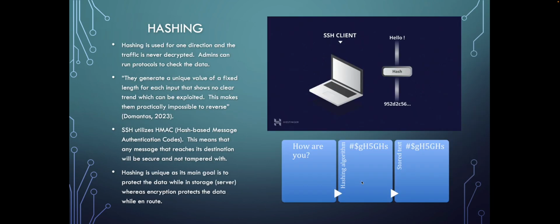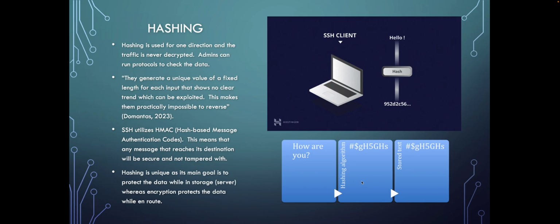Okay, moving on to hashing. So hashing is kind of a one-way street here. Hashing is used for one direction, and the traffic is never decrypted. As you can see here, I'm encrypting a message saying, "How are you?" During the process, en route, it is encrypted and hashed, as you see here. And then when it gets there, it is still hashed.